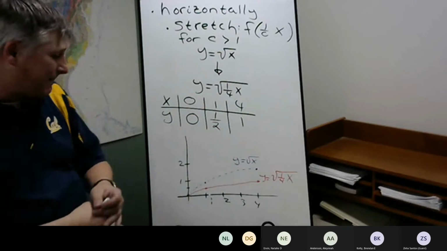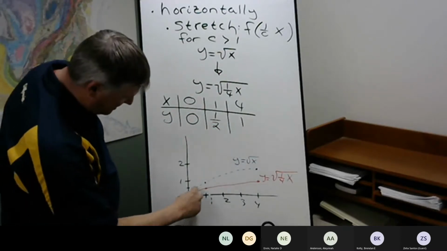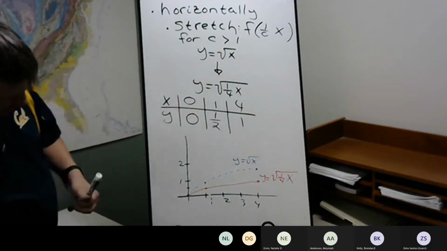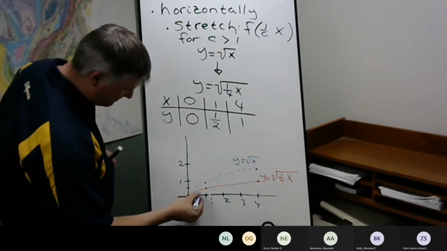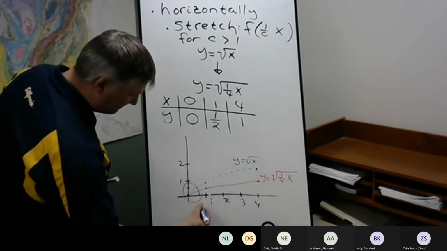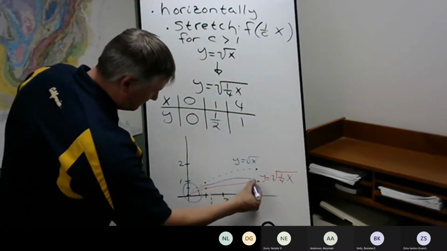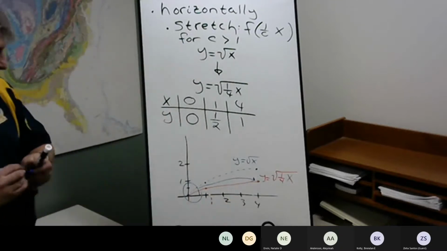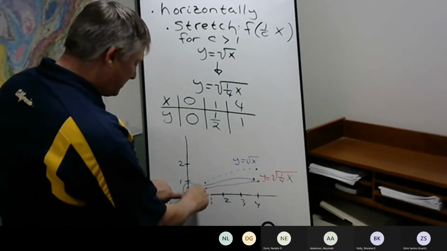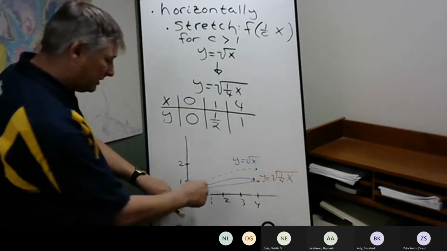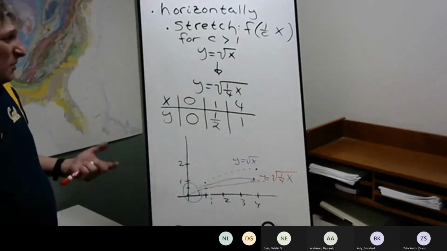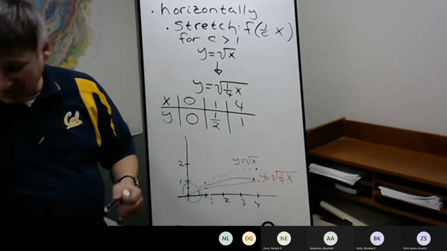But what's technically happening is we're taking this part of the graph and we're stretching it out to here. So technically that's what we're doing. We're taking this little part, this blue part of y equals square root of x, and we're stretching it out over to there. So that's the horizontal stretch. That's what's going on.